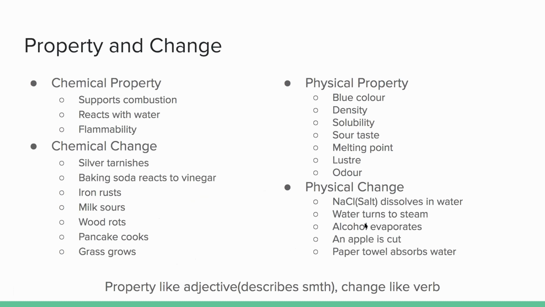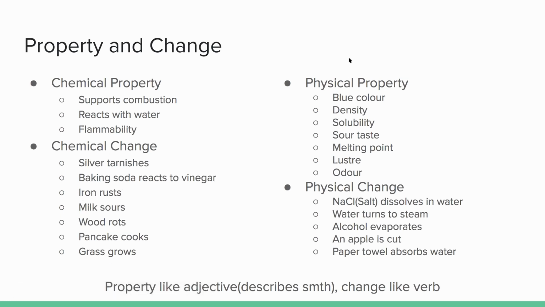Okay, something else I didn't teach well in the previous class was the chemical property, physical property, etc. Here we have examples of chemical property. Something that supports combustion is a chemical property, something that reacts with water, and something that's flammable. Whereas a chemical change, as I described before, a change is like a verb. So silver tarnishes, that is a chemical change. Baking soda reacts to vinegar and iron rusts.